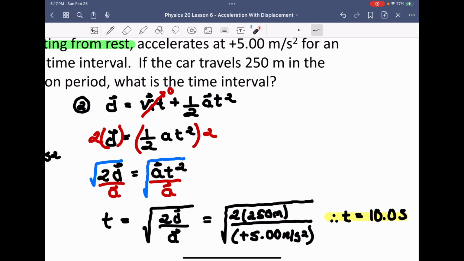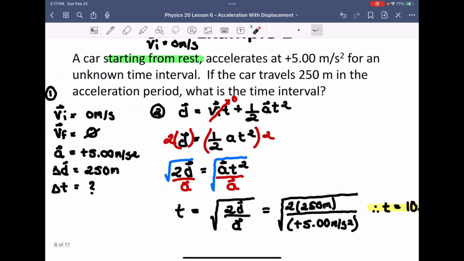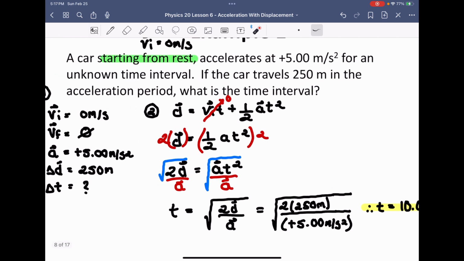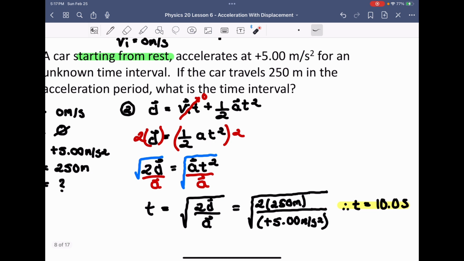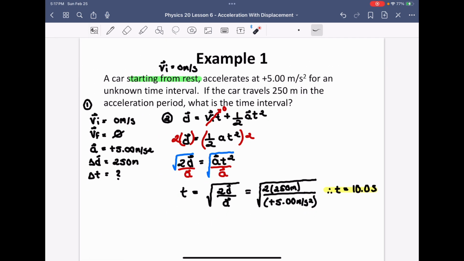So if the car travels the 250 meters in the acceleration period, it takes the car 10 seconds to go from rest up into that 250 meters. They could have asked us for velocity final or something else here, but they only asked us for time, so we're good. You can clearly see that problems like this can be summarized in 2 steps: list your variables, put in your equation, substitute everything in, and then you're good to go.